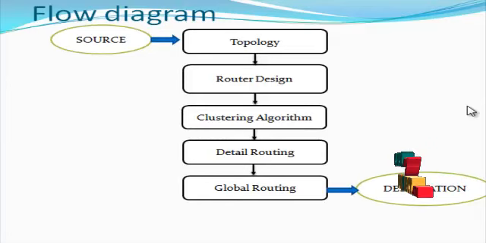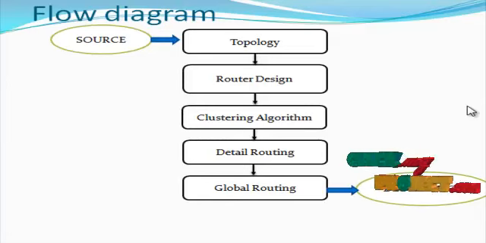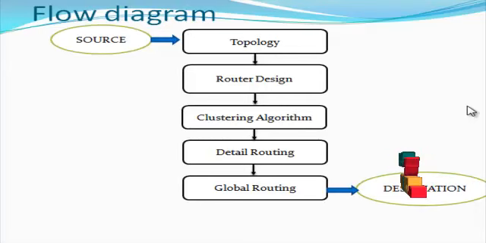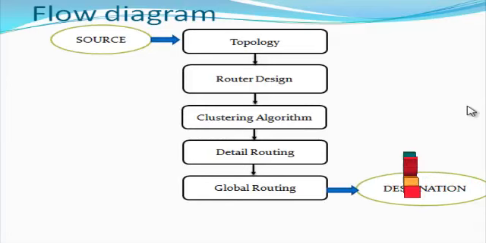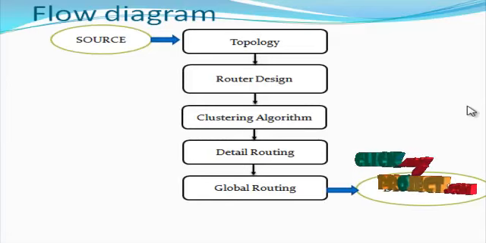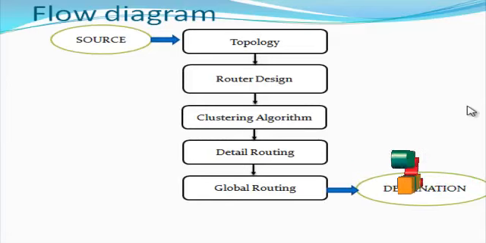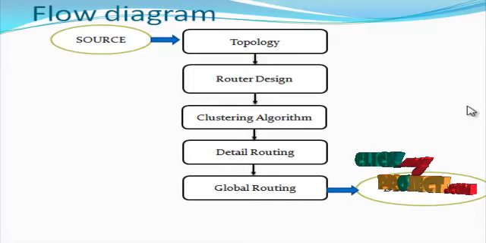Then the global routing. The global routing means identifying the hop connectivity, then transferring the data along a secured path from source to destination, without identifying other routing positions for the clustering algorithm. This is our overall hop-by-hop source to destination clustering-based routing algorithm for NOC architecture designs.